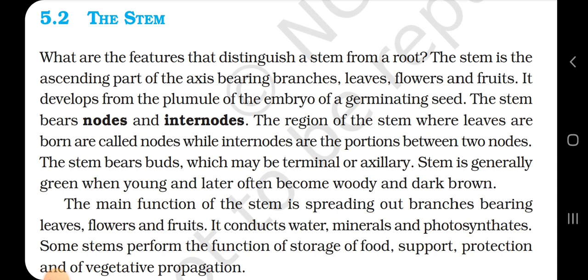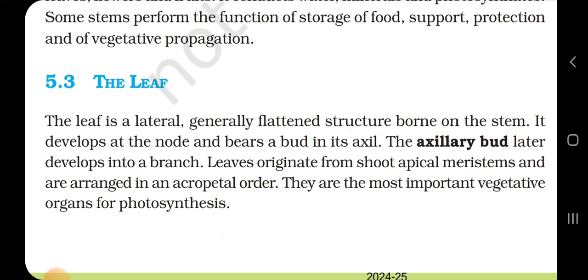The stem is generally green when young and later often becomes woody and dark brown. The main function of a stem is spreading out the branches bearing leaves, flowers and fruits. It conducts water, minerals and photosynthates. Some stems perform the function of storage of food, support, protection and vegetative propagation.